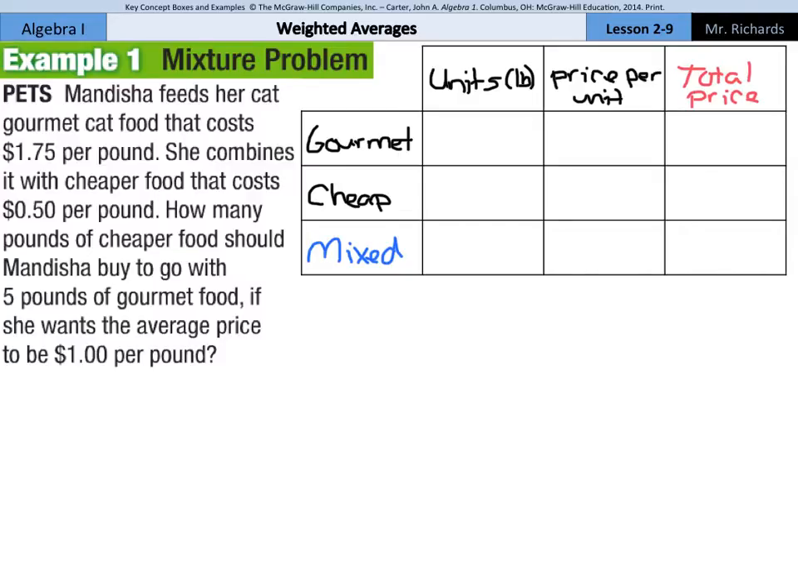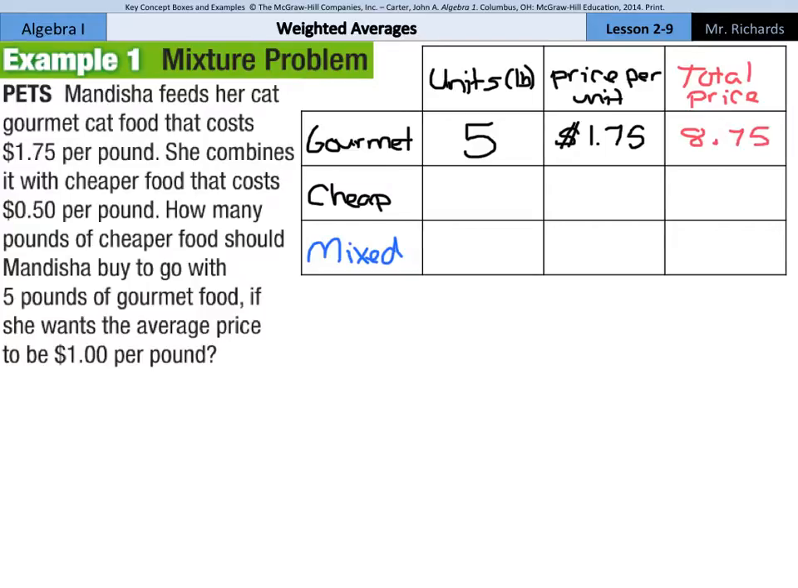We know that she's going to do gourmet cat food with 5 pounds. So we're going to write units for gourmet as being 5. We know the price per unit of that is $1.75. To find our total price for that, we can take our 5 units multiplied by our $1.75 to get $8.75.